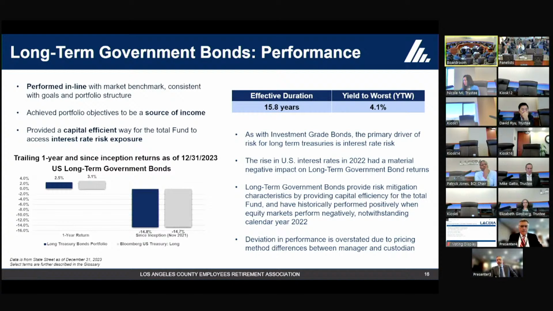the index provider. Note that the duration of this portfolio is 15.8, or roughly 2.5 times larger than the duration we saw earlier for the investment grade bond portfolio, which had a duration of 6.4. It's worth keeping this duration difference in mind later today when the Board of Investments deliberates on the fund's strategic asset allocation, because a 1% reduction in the long treasury allocation would be offset by a 2.5% increase in the allocation to the broad investment grade bond portfolio.